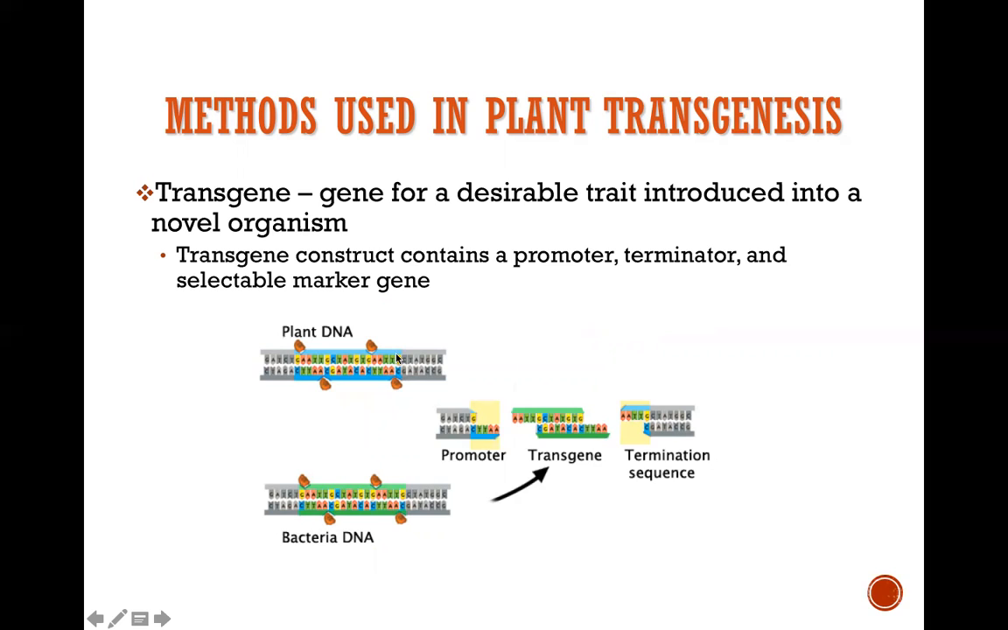So it could look something like this, where we take just a few base pairs of interest from a gene from an unrelated organism, and we will insert it into the genome. This requires a construct of a promoter, a terminator, and a selective marker gene.